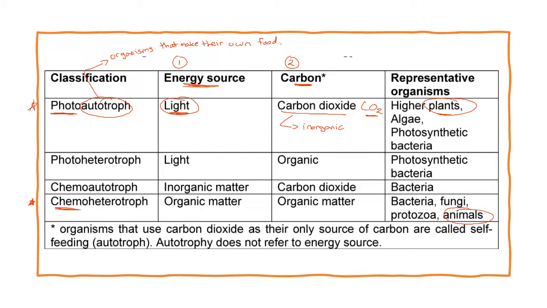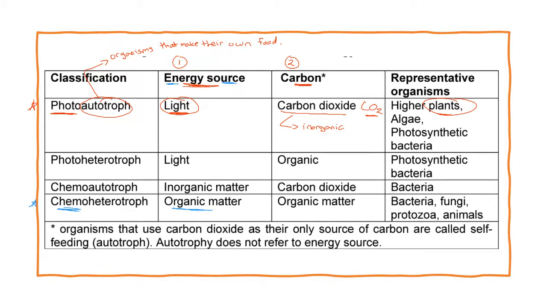Chemo stands for chemical. So our source of energy, and actually let me change the colors here just to make it a little bit easier to follow. Okay, chemoheterotrophs. Chemo stands for chemicals. What is going to be our energy source? It's going to be organic matter. Organic matter, they're chemicals, right? So that's why we're chemo, because we're getting energy from chemicals, from molecules, and our energy comes from organic matter.